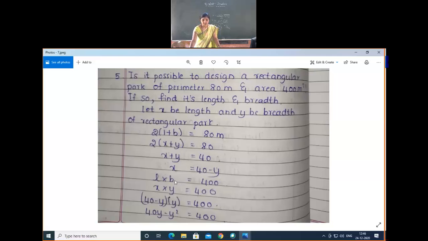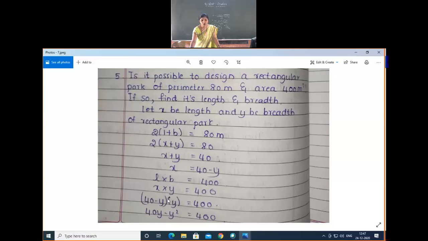Okay, next. L into B, length into breadth is equal to 400. Here, area is given, that is, area is 400. According to the perimeter, we got this result, x is 40 minus y. Now, L into B is equal to 400. L is x, breadth is y, x y is equal to 400. Now, x value is 40 minus y. Now we have to substitute this x is equal to 40 minus y here.